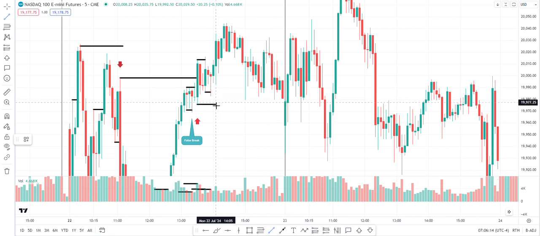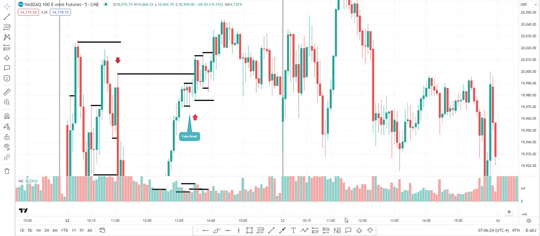Then we wait. If this low gets broken again with volume, we know, okay, that will probably be a true break. Or if this high gets broken with volume, it will be a true break. So this is the candle. One, two, three, four, five. True break.